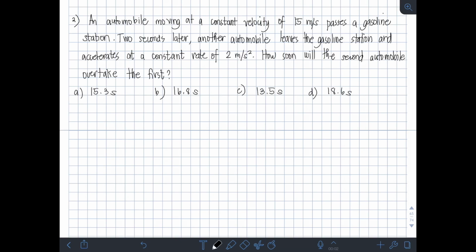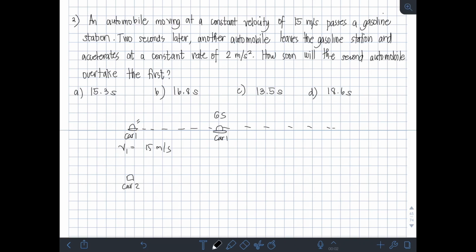So, let's say meron tayong 2 cars, right? So, let's say car 1. Okay, car 1. And then, meron tayong car 2. So, yung car 1 daw is nagmo-move at a constant velocity. So, let's say V1, 15 meter per second. Tapos, nag-pass through siya dito sa gasoline station. Let's say, ito yung gasoline station natin. So, nag-pass through siya dyan.